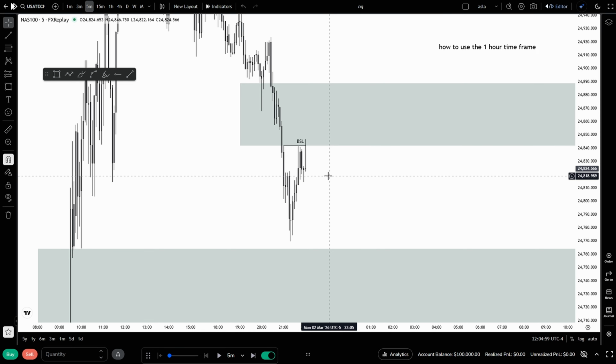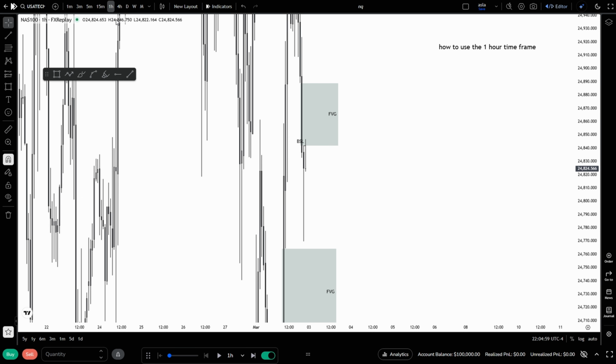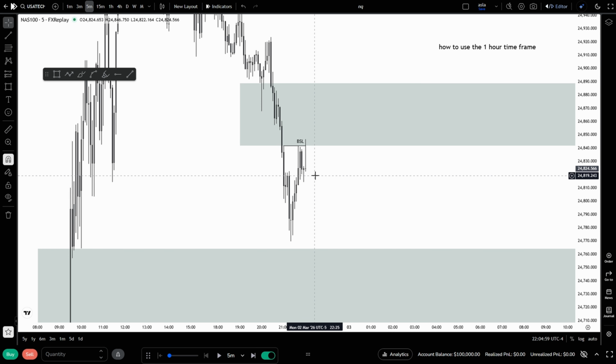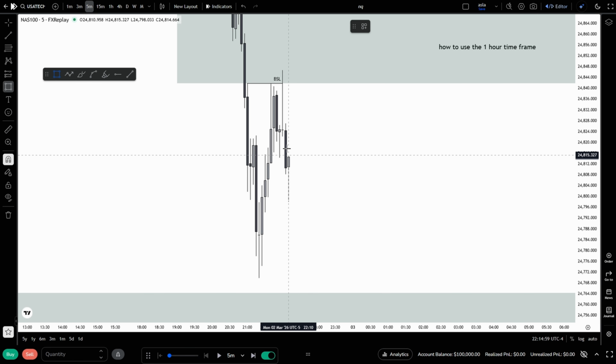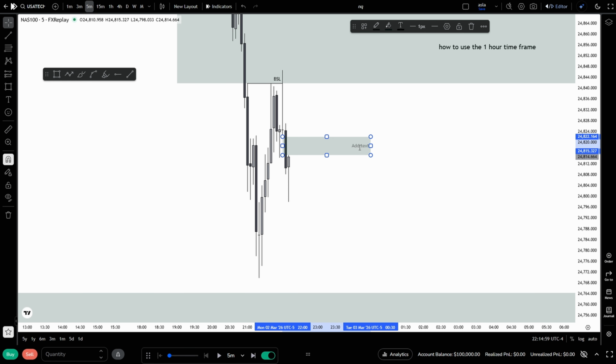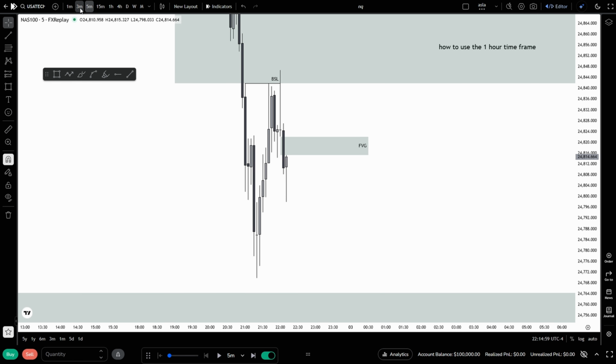and also sweeps a high. Now this is important. I'm not entering at the sweep. I'm not rushing anything. I'm waiting for confirmation. So the next thing I want to see is a 5-minute fair value gap form after that reaction. And as you can see, we do get a 5-minute fair value gap. So now I mark that out and move down to the 1-minute time frame for execution.